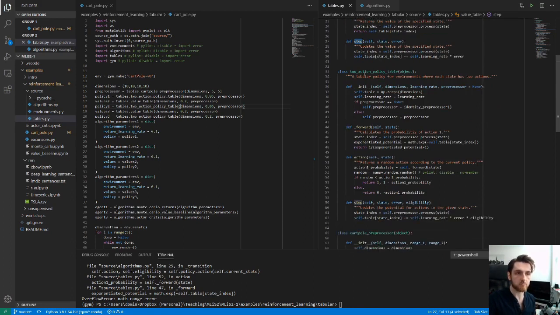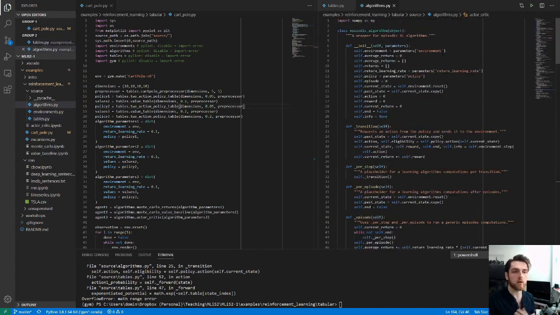And then we have this action, 2-action policy table here, and that allows us to sample actions at random according to the current policy using this action function, and similarly update the policy using step by providing it with an error from the algorithm and the eligibility. And then in this file, we have the 3 algorithms that we use, defined in a fairly unified way.